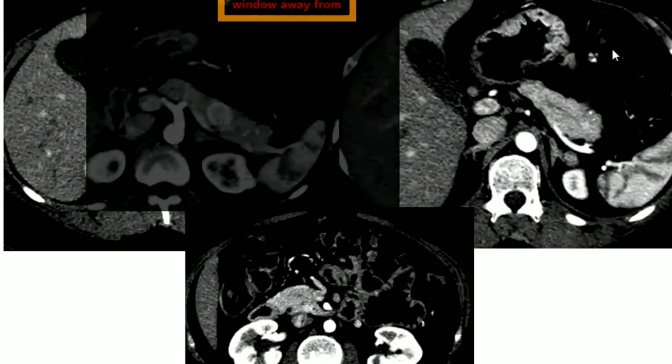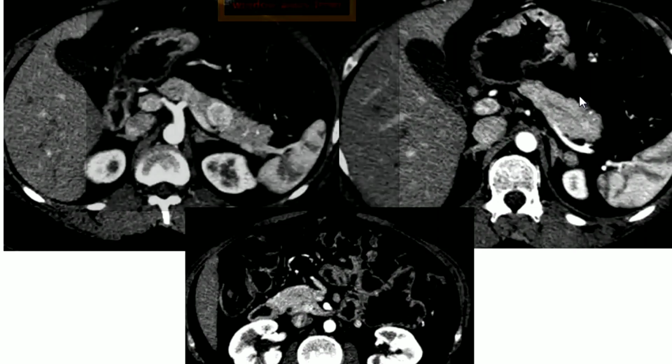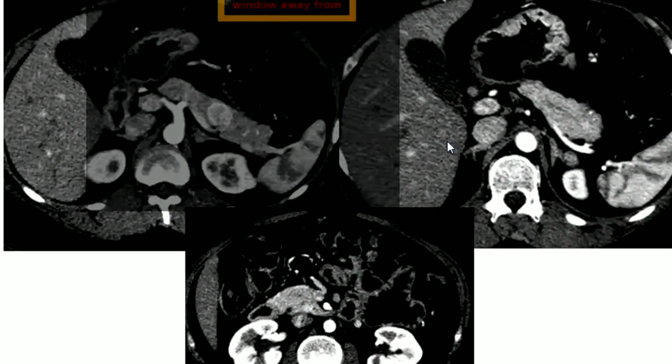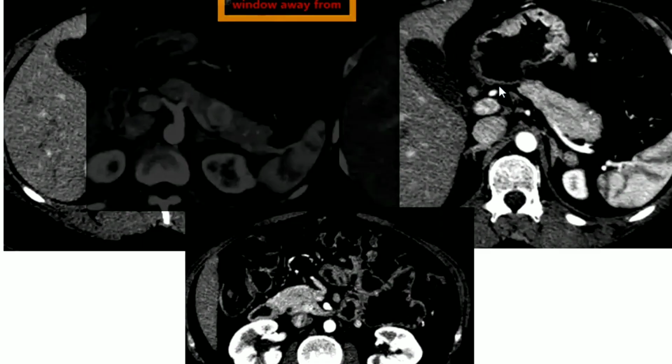Okay, any clue in this case to reach the final diagnosis? Any clue in this image helping you to reach final diagnosis or to narrow your differential diagnosis? What about the stomach? It has nodular mucosa. It is hyper-enhancing.